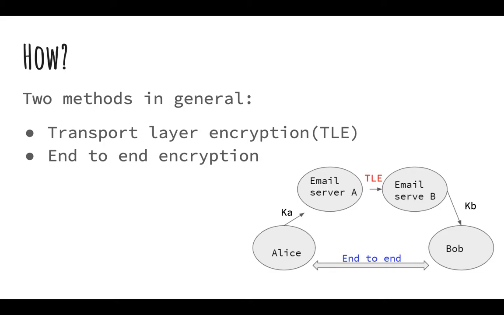On the other hand, end-to-end encryption allows only the communicating users to transfer information between each other. The plain text gets encrypted at the user's end and decrypted at the other end. These are the two methods in general. Then we will talk about the details of two email encryption protocols, S-MIME and PGP.